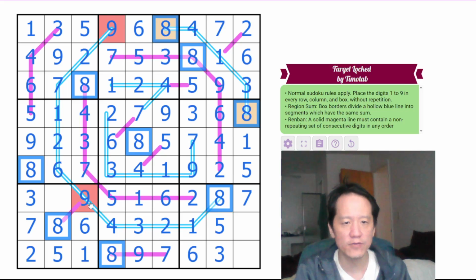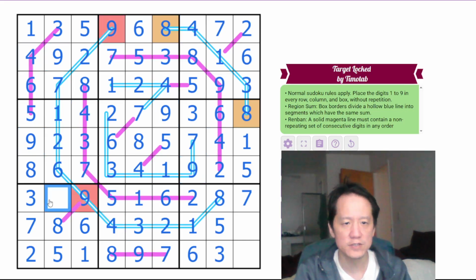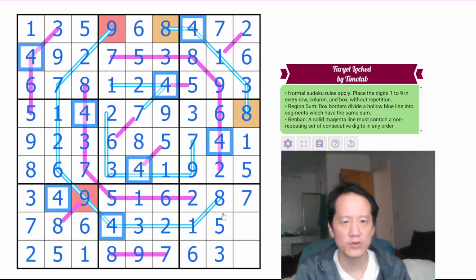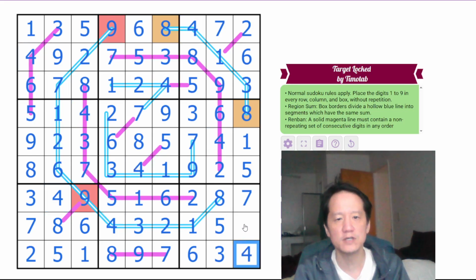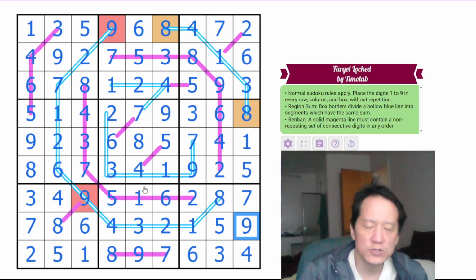8s, we already have all of them. And let's just fill out the 4s then. This has to be a 4, which means we have 8 4s. We know where the last 4 is here, and therefore this must be a 9. And that's how you solve this puzzle.